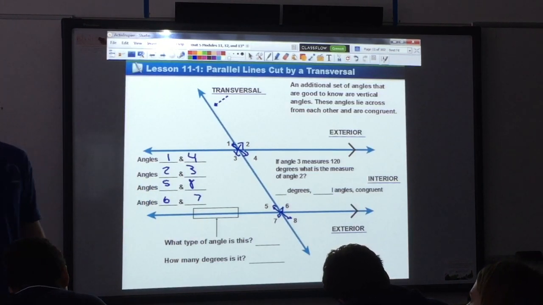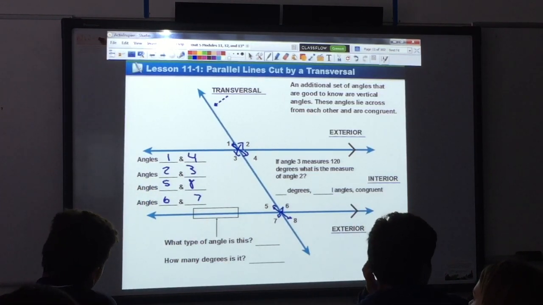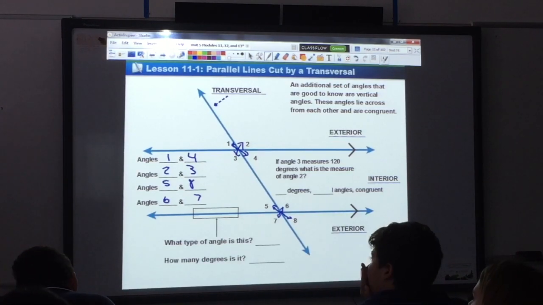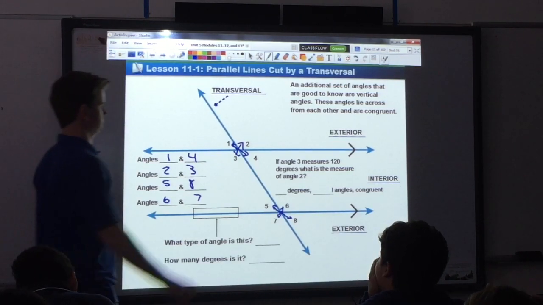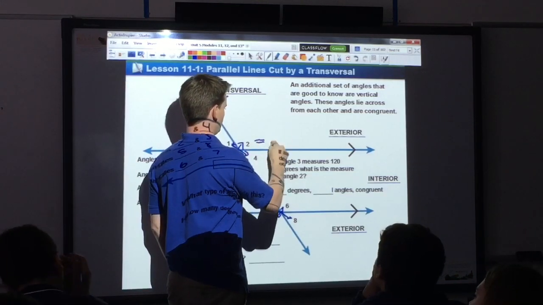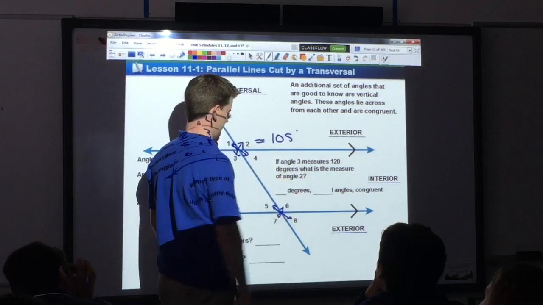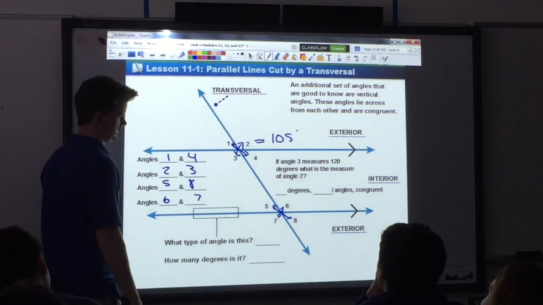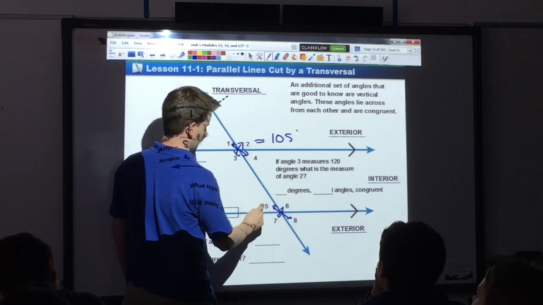Yes, Emily. How would you like to write a question for this? How do I write a question? I would say, okay, angle 2 is equal to 105 degrees. Give me the measure of angle 5.